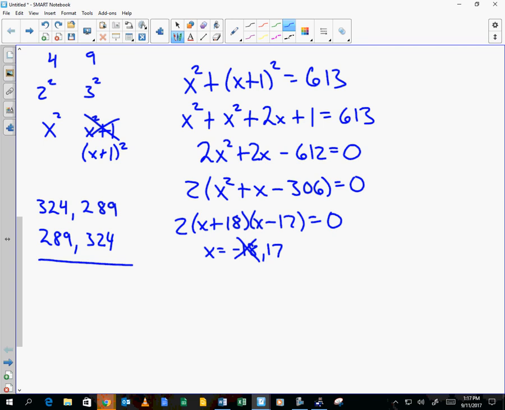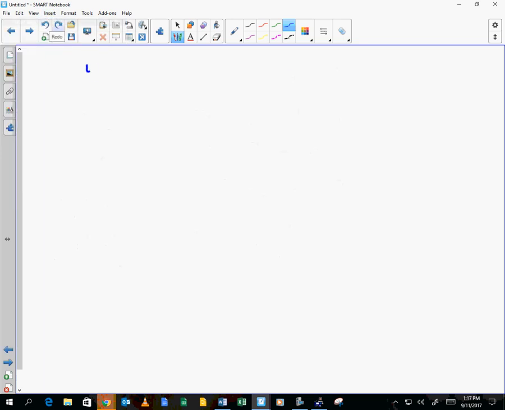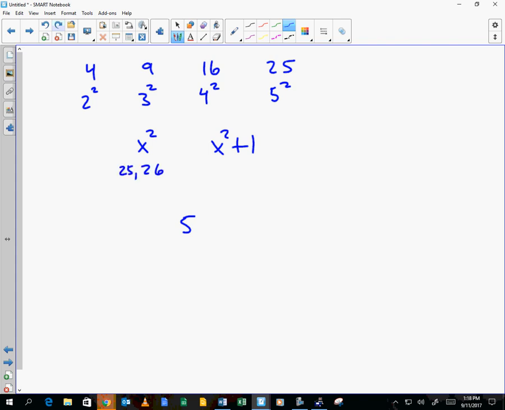Yeah, very good. So if you notice, we have, say, 4, 9, 16, 25. And so that would be 2 squared, 3 squared, 4 squared, 5 squared. A lot of times people say that x squared is the first one, and then x squared plus 1 will be the second one, right? Well, watch what happens. If you plug in a number like 5, well, what's 5 squared? 5 squared plus 1 gives you 25 and 26. Well, those aren't consecutive squares.